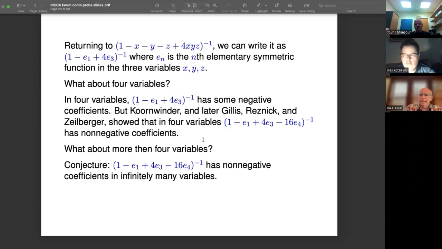Well, it turns out, at least my observation is that it seems that if you take 1 over 1 minus e1 plus 4e3 minus 16e4, you don't need to add anything else. You get non-negative coefficients in infinitely many variables. Now, I have to say I'm actually a little skeptical about this conjecture. I wouldn't be at all surprised if it turns out to be false, but I did check that it's true up to degree 22, which, you would think that if it's false, you would find a counterexample up to degree 22. But maybe not. Maybe there are counterexamples of higher degree.